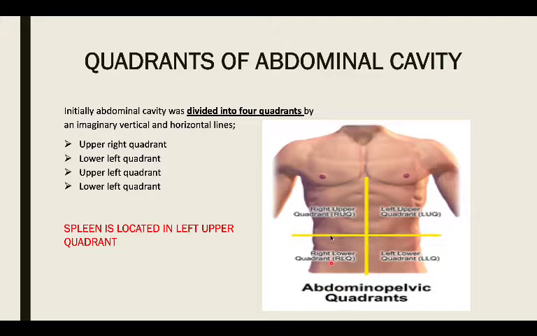Let's do this. So we know that the abdominal cavity is divided into four quadrants. Right here, there's the right and the left upper quadrant, the right and the left lower quadrants. For us, we need to know, where is the spleen located in the abdominal cavity? So it's located in this left upper quadrant right here. So remember that spleen is located in the left upper quadrant.